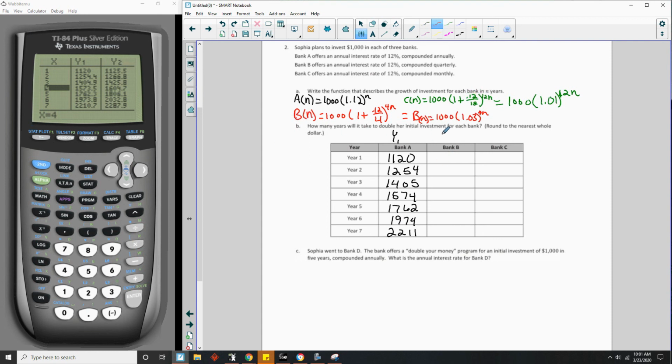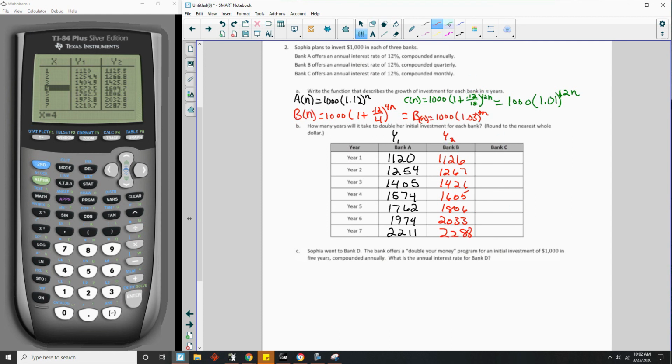Okay, bank B, let me switch to red. Bank B is my Y2, so I'll put Y2 here. That's my bank B. Year 1, 1125.5, which is 1126. And then 1267, and so on. 1426, 1605, 1806, 2032.8 is 2033, and 2288.